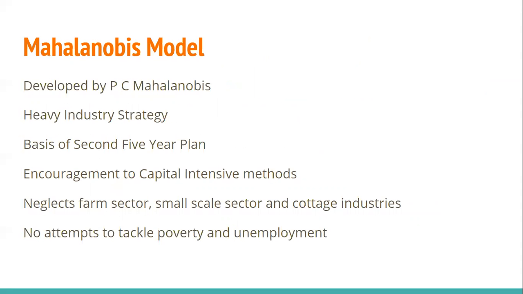The first one is, of course, the Mahalanobis model, which came into the planning, the strategy of our country, in 1956. This model was developed by PC Mahalanobis. It is often called the heavy industry strategy because this model emphasized heavy industrial development in our country. This model became the basis of our second five-year plan, which commenced in 1956, and it gave much encouragement to capital-intensive methods of production.